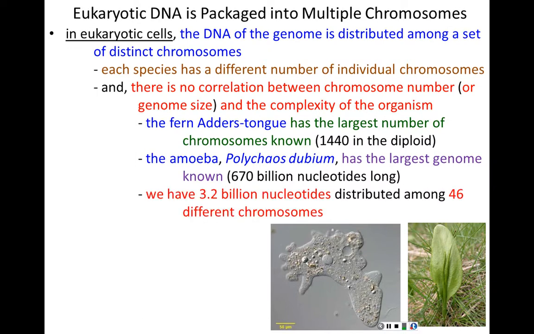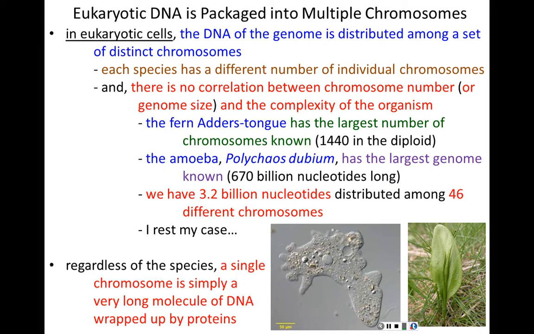So to put these numbers in some perspective, we all should know that we have 46 chromosomes in the human species. We have about 3.2 billion nucleotides, so we have a big genome, but quite a bit smaller than this amoeba in genome size, and many, many, many, many fewer chromosomes than the fern. And so I guess I rest my case in a sense that obviously complexity has no correlation to chromosome number or genome size. I think it's safe to say that humans are the most complex physiological organism on the planet.